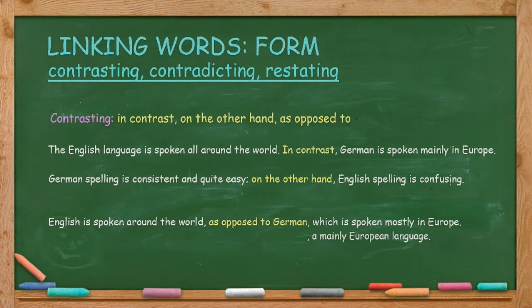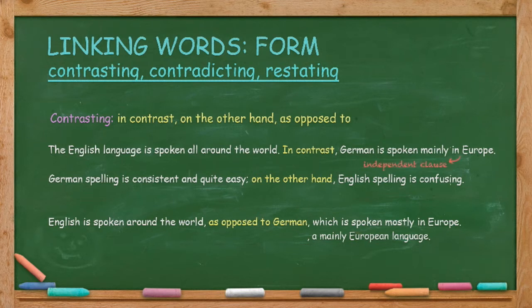Let's study the form for these linking words, beginning with contrasting. Let's look at the first two sentences. The English language is spoken all around the world. In contrast, German is spoken mainly in Europe. German spelling is consistent and quite easy. On the other hand, English spelling is confusing.